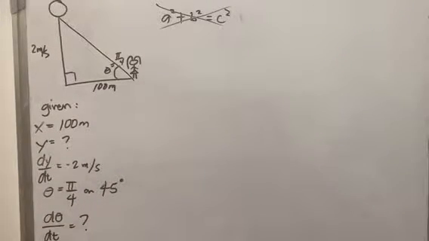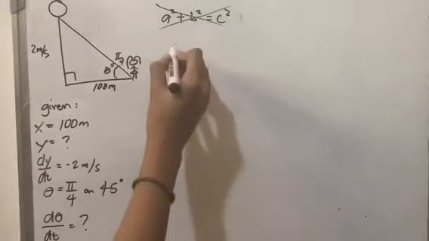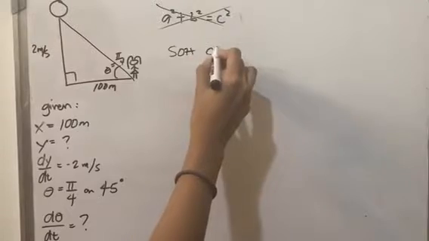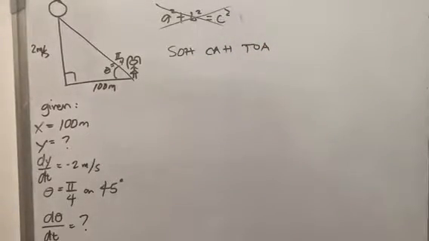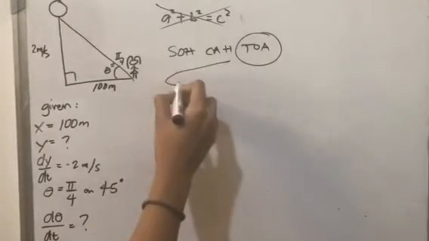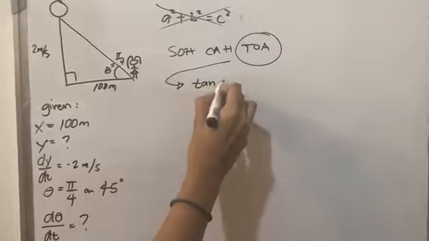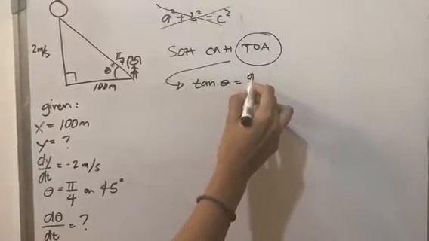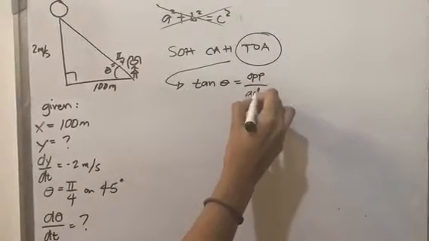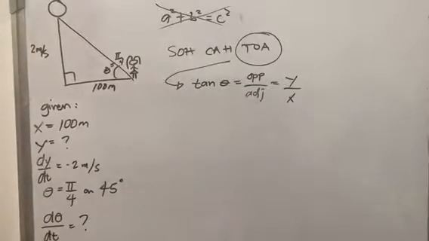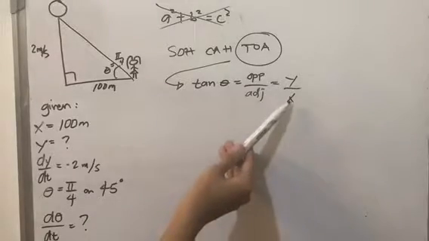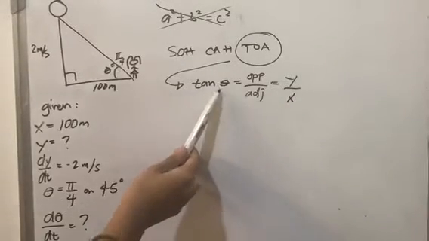This implies that we can use trigonometric functions. So remember SOH-CAH-TOA from our previous lessons. One of these three is applicable in solving our problem, which is TOA. This is equivalent to tangent theta equals opposite over adjacent, or y over x.